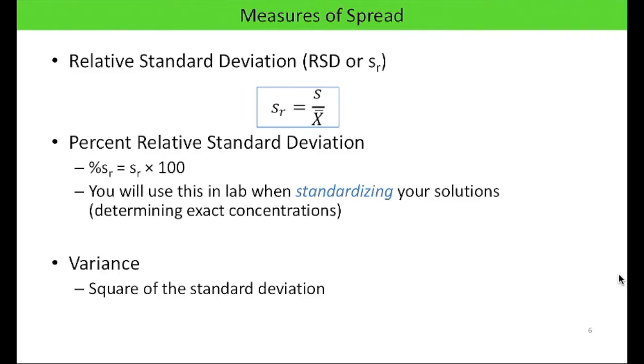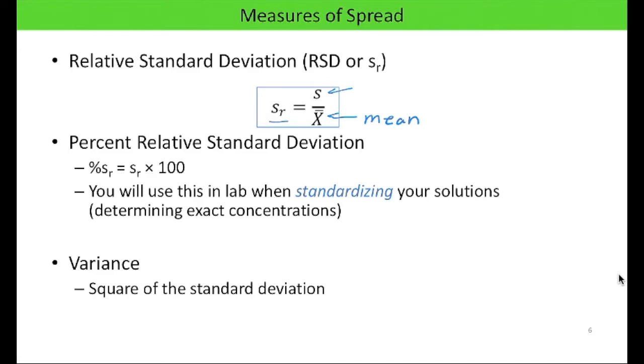So the relative standard deviation, or SR, or RSD, is the standard deviation, which is S, divided by X bar, that is just the mean of your measurements. So relative standard deviation would give you a number less than 1. A percent relative standard deviation would be relative standard deviation times 100, and in lab you're asked to do a relative standard deviation in parts per thousand. So instead of multiplying by 100, you would just multiply the relative standard deviation by 1,000.